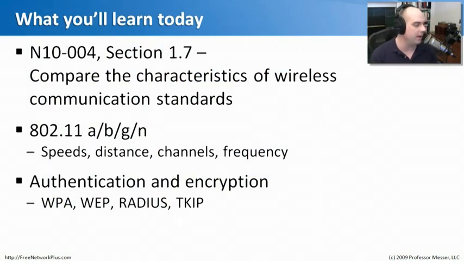In this module we're going to discuss wireless communication standards. This comes to us from our N10-004 Network Plus exam. Section 1.7 says that we need to compare the characteristics of wireless communication standards, and we have these 802.11 A, B, G, and N standards. We need to understand the differences in speeds, distances, channels, and frequencies between all of those different types of wireless networks. There are also some technologies around authentication and encryption that we need to look at: WPA, WEP, Radius, and TKIP. So we're going to go through all of those in this module.